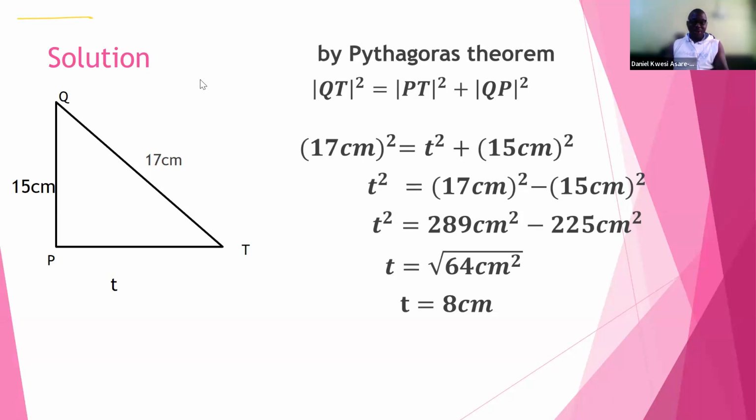As we go to finding the t, as we have the 17 centimeter square minus 15 centimeter square, can we simplify it by taking 17 centimeter square minus 15 centimeter square, so that we'll have 2 centimeter square before we find the square root? No. Okay. Well, no. You can't do that.